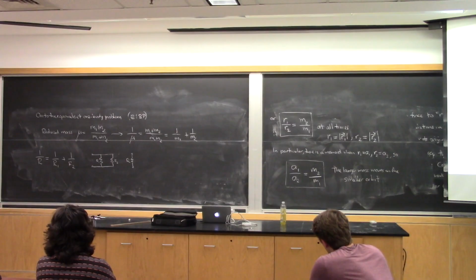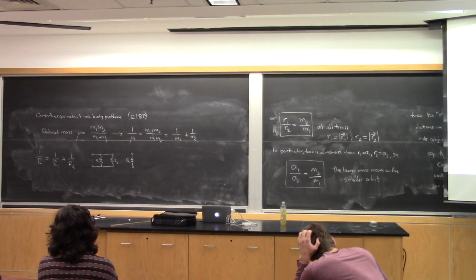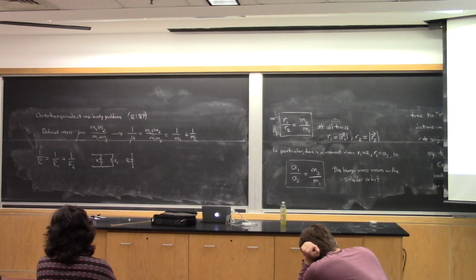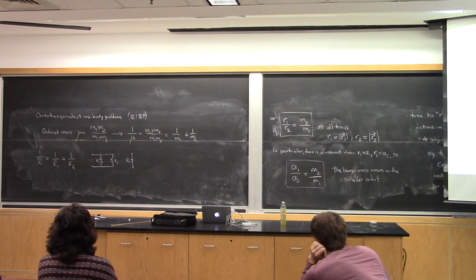No. Here I am saying, I'm not calling it an equivalent mass. I'm just saying that, so if I accidentally said equivalent mass, that was a mistake on my part. What I really want to say is the reduced mass is related to M1 and M2 the way the equivalent resistance is related to R1 and R2 for resistors in parallel.